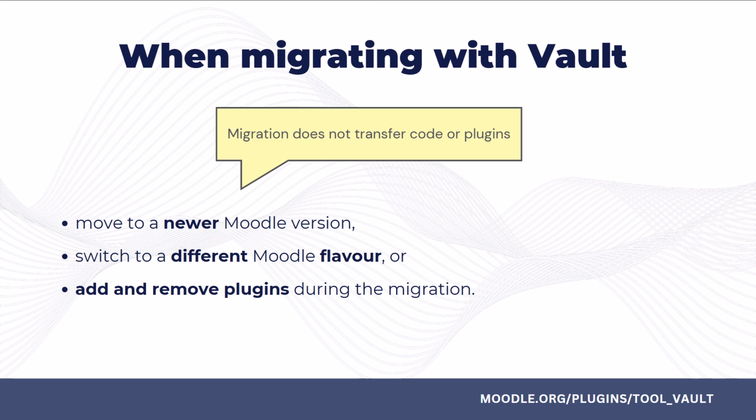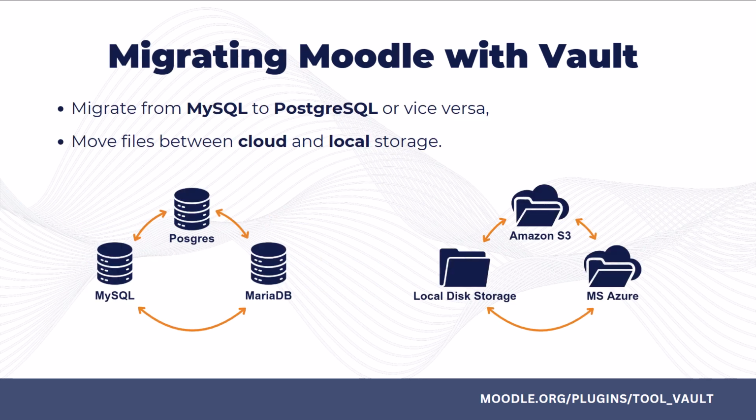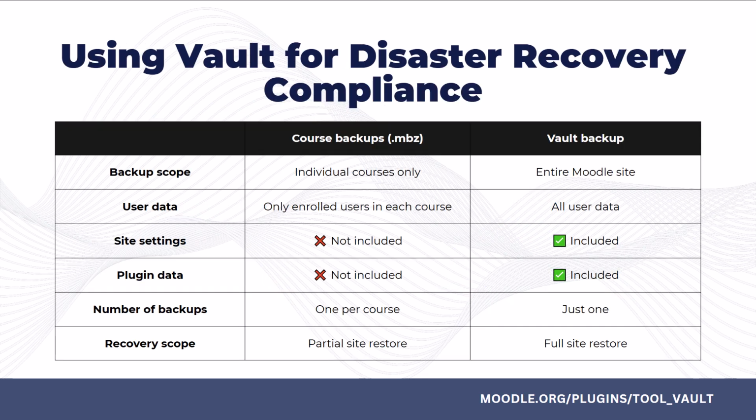This means you can move to a newer Moodle version, switch to a different Moodle flavor, or add and remove plugins during the migration. Vault works with Moodle's internal APIs, so it doesn't matter if the source and target servers use different database engines. You can migrate from MySQL to Postgres or the other way around with no extra steps. You can also use Vault to move your files between cloud and local storage. Even if you're not migrating your Moodle site, Vault can still be used as a complete data backup solution.